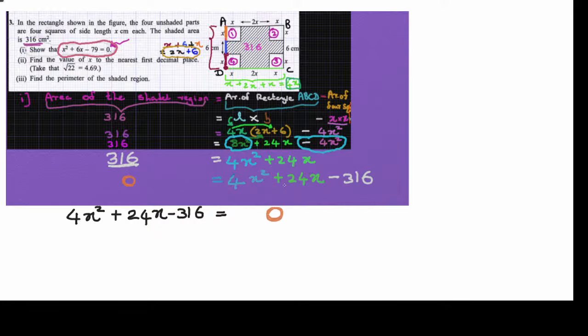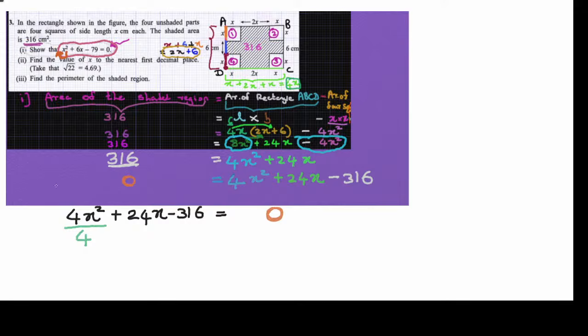In their equation, there is no coefficient for x squared. In front of x squared, it is 1. But in ours, it's 4. So that's a problem. How do we make sure that this 4 disappears? We want x squared's coefficient to be 1. To do that, we divide 4x squared by 4. So 4 divided by 4 is 1.